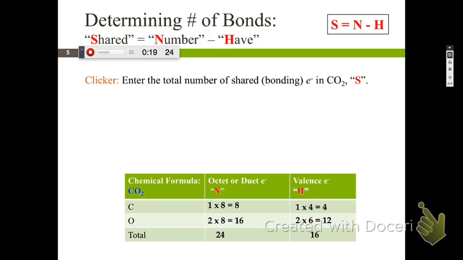Go ahead and click in the shared number that you calculate. You can do it two ways. You can do it mathematically, just using our equation, because we have N and A down here. Or you can say how many of those 16 electrons need to be counted twice in order to look like we have 24. One is logic, one is calculations. I'll give you the same answer.